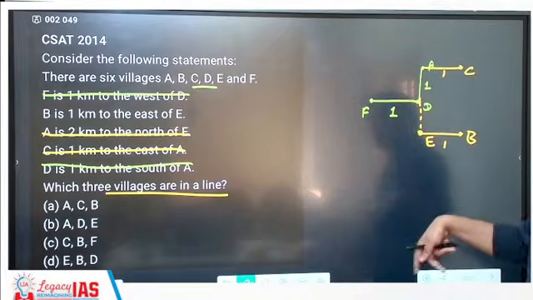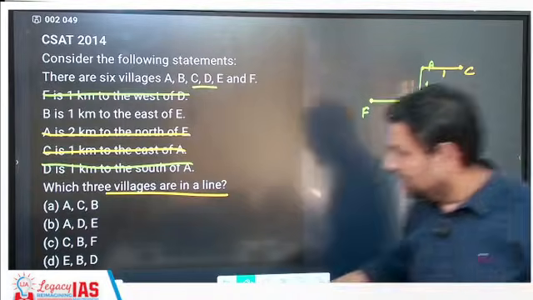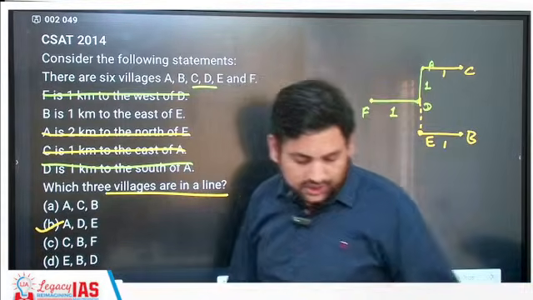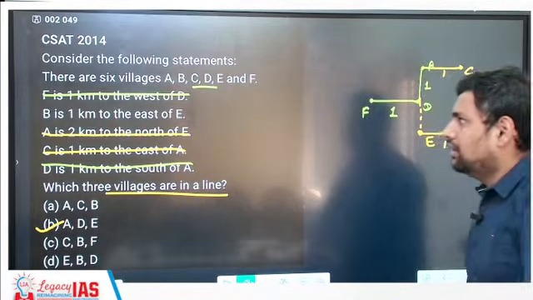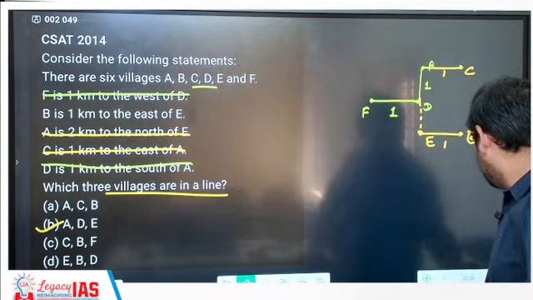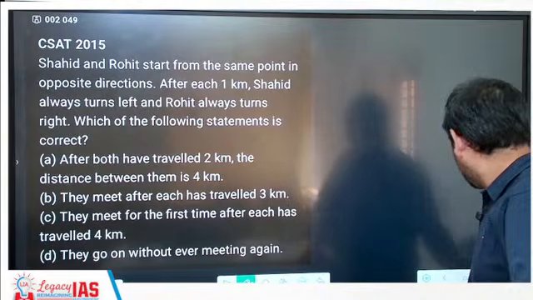Now, which of them are in a line? So A, D, E are very clearly in a single line. Answer becomes A, D and E. Yes, Dheeraj. Then this is also very similar.